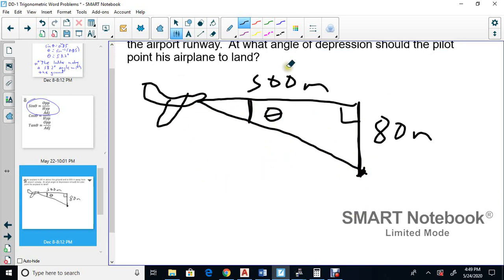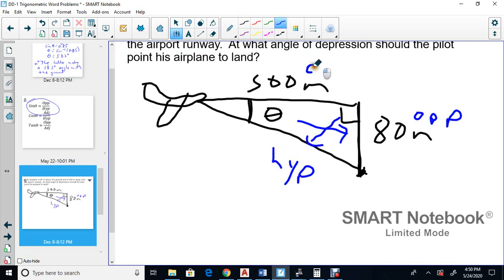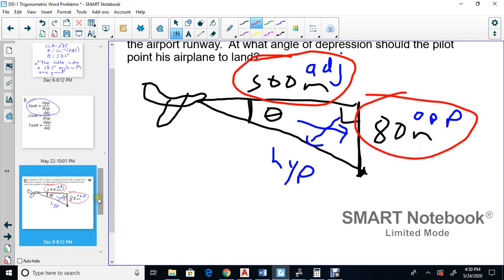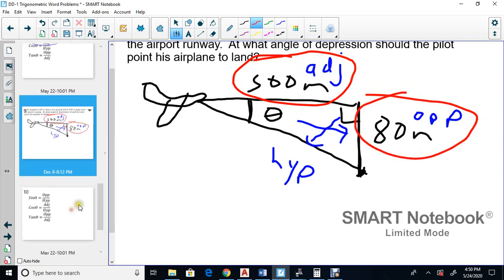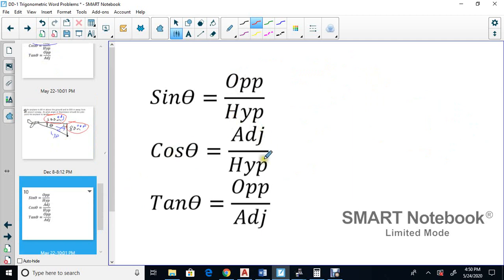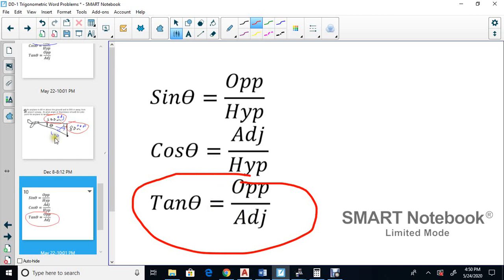So now let's label the sides. Across from the angle, that's the opposite. Across from the 90, that's the hypotenuse. And beside it, that's the adjacent. We're going to use adjacent and opposite. So we've got to find the trig ratio that has opposite and adjacent. Opposite, adjacent, no. Opposite, adjacent, no. There it is: tan, opposite over adjacent.